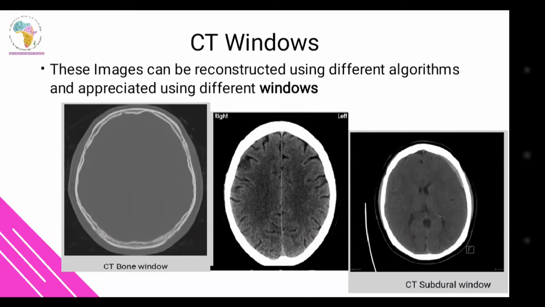The same thing if you have a patient in whom you are suspecting a subdural hematoma, the best window will be a subdural window, in which you can have the subdural hematoma well appreciated. So here you have the bony window, here you have the brain window, here you have the subdural window. Other windows exist, such as the soft tissue window and even the stroke window.